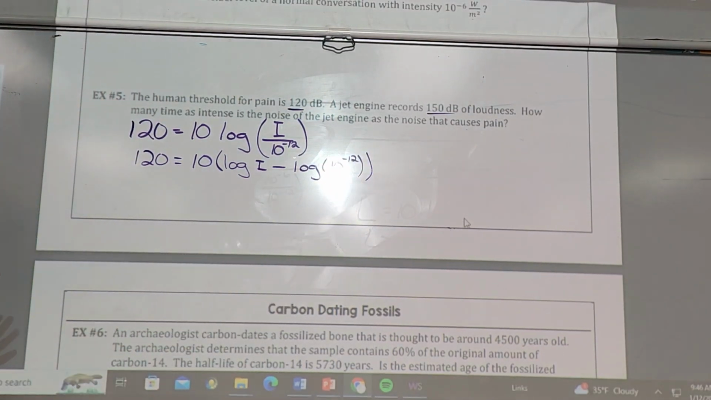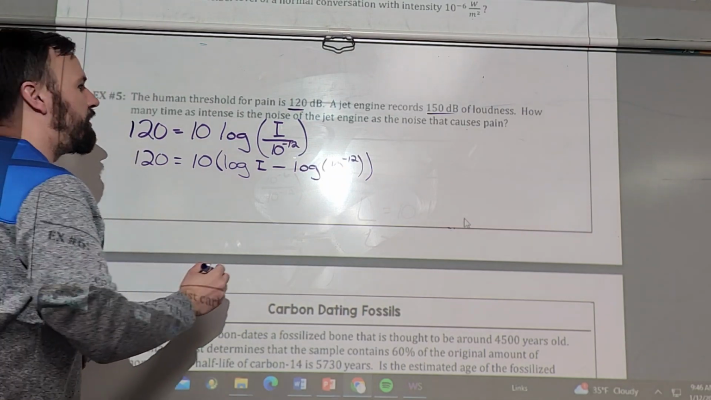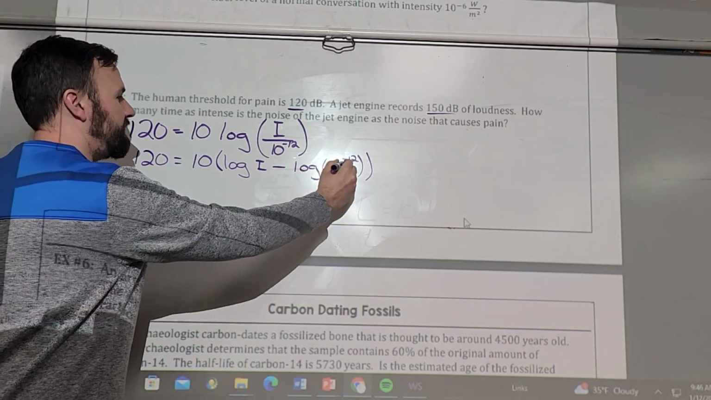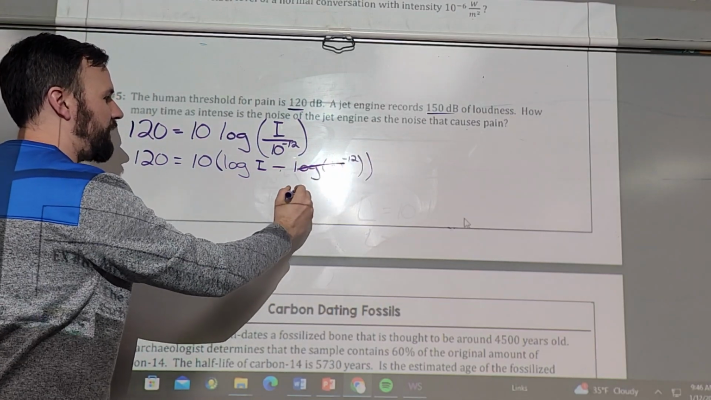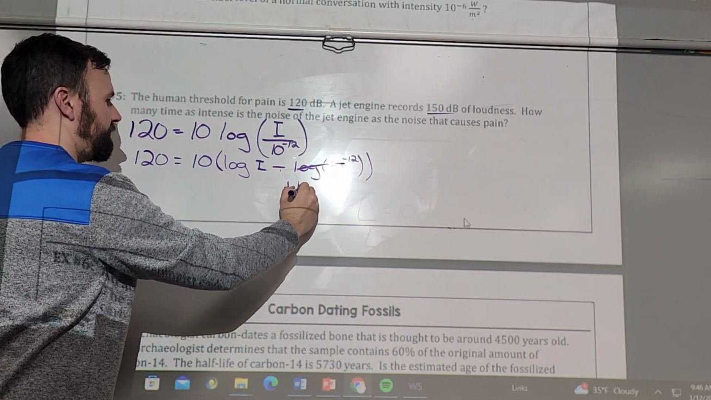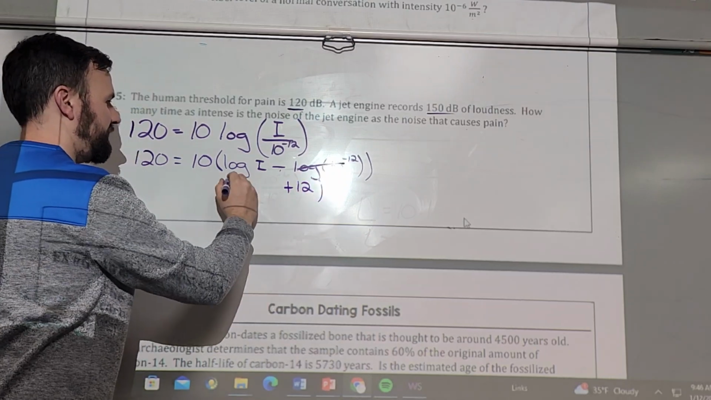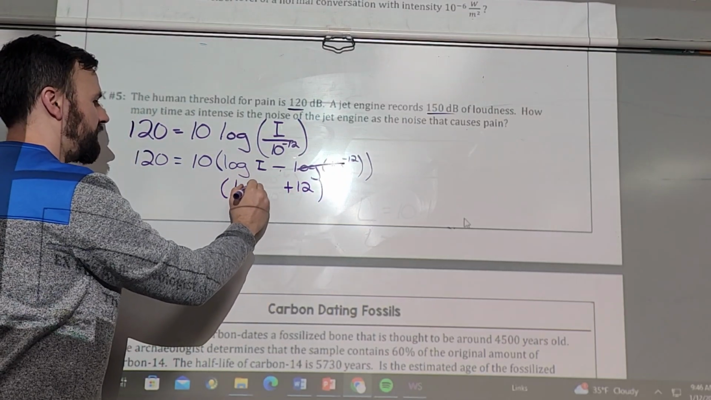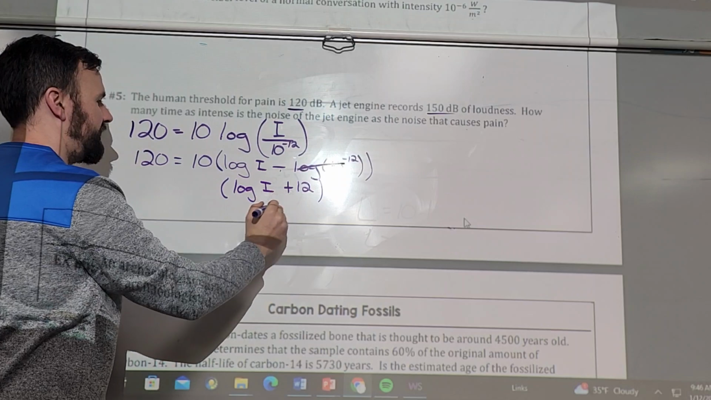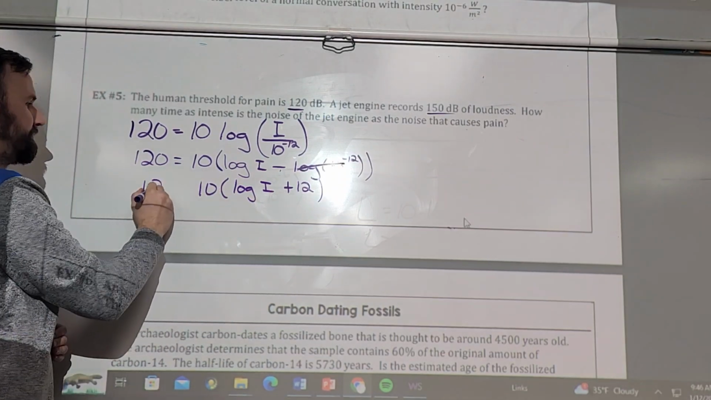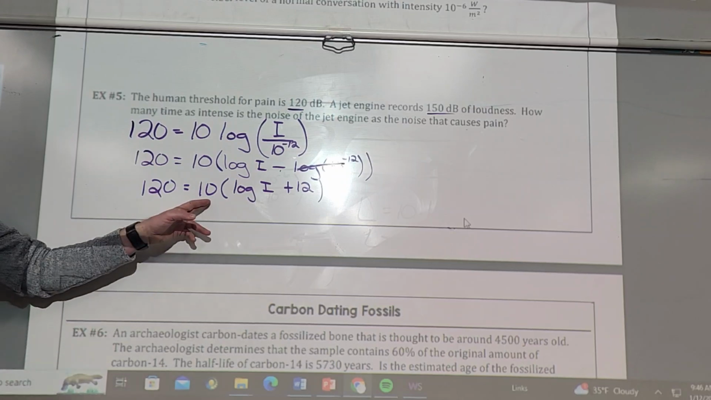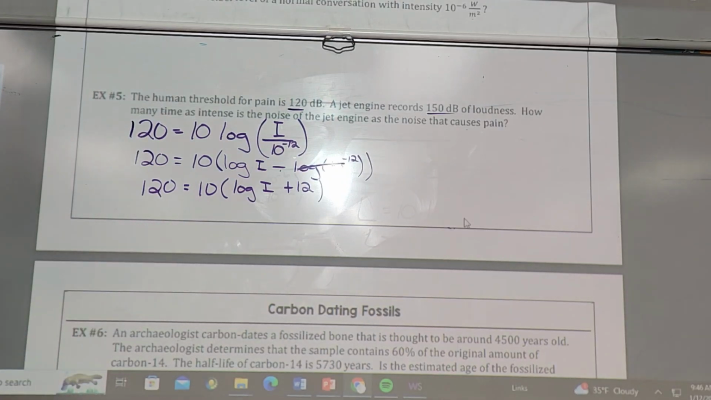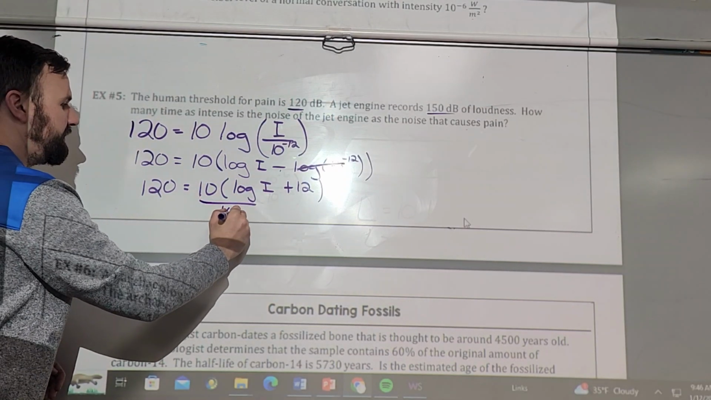Y'all agree or disagree? All right, so now what is log? These cancel, correct? It's a negative 12, which makes it a positive 12. And this is going to be still log base I, right? Can I get rid of that 10? I'm going to divide by 10.